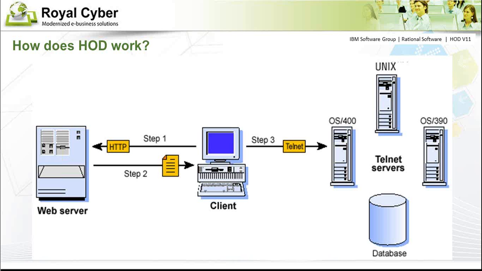As per the steps mentioned in this picture, step 1 is the user opens the browser and clicks a hyperlink. Step 2 is the IBM Rational Host On-Demand applet loads to the client workstation. And in step 3, when the applet is downloaded, IBM Rational Host On-Demand connects directly to any telnet server to access host applications.